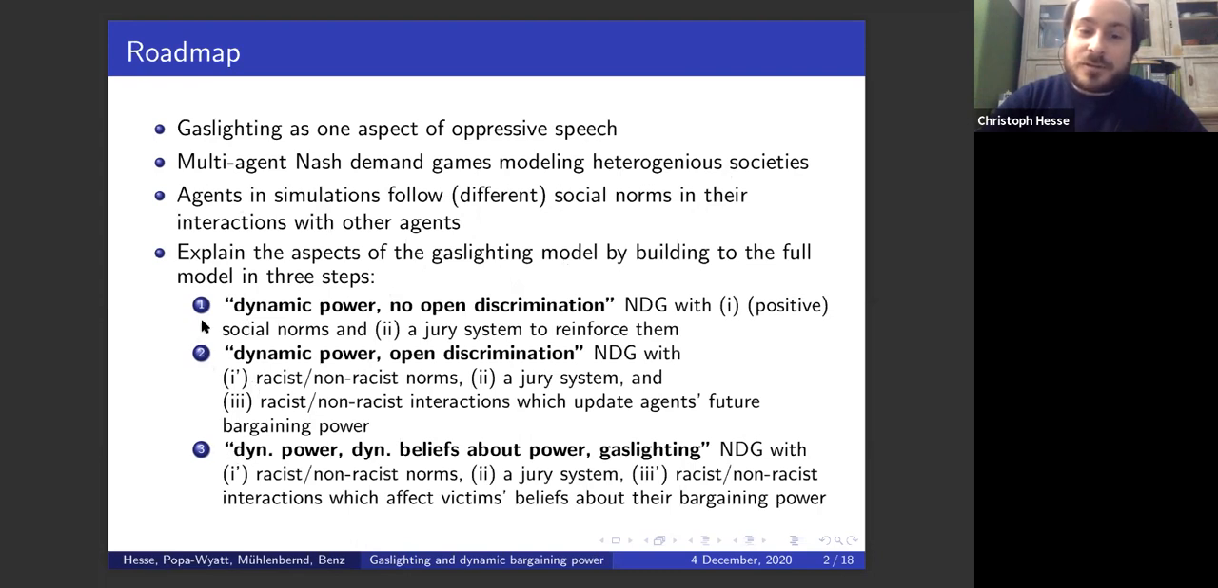I'm going to show you a simple model that has social norms and kind of a jury system, some kind of corrective system that tries to enforce the social norms. And then we're going to add different things. We're going to add racist interactions on top of the non-racist interactions, along with racist norms. And then in the full gaslighting model, there's going to be belief updates.